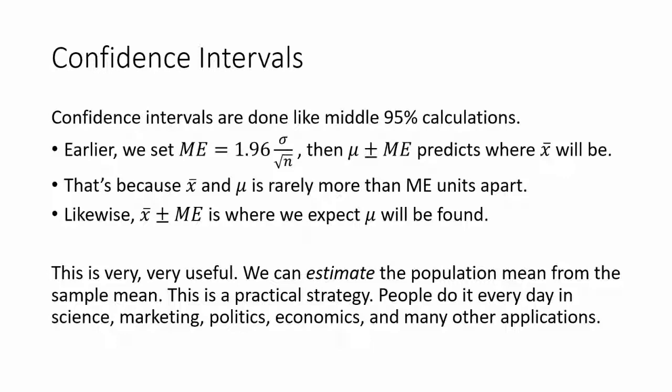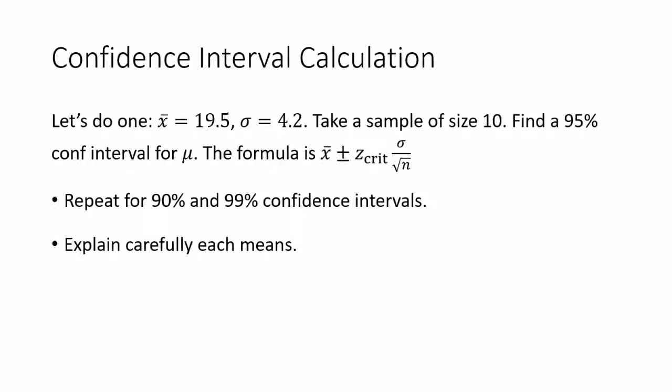So let's summarize with a formula and get some practice in using this. All right, here's our next one. Suppose that the mean of our sample is 19.5, the standard deviation is 4.2, the sample size is size 10. We would like to get a 95% confidence interval for the mean of the whole population, and it's done using this formula right here. So let's do the calculation.